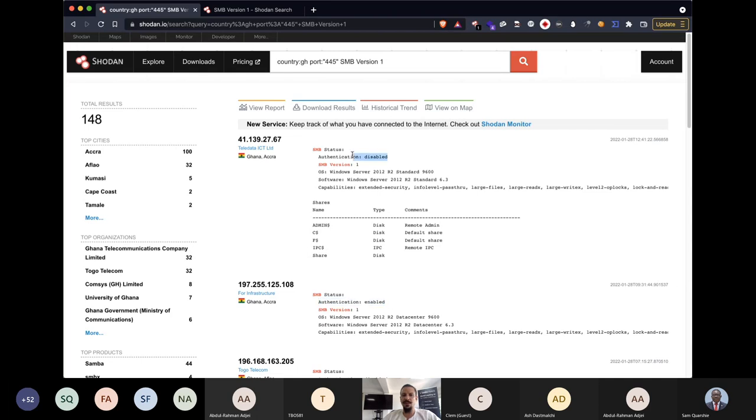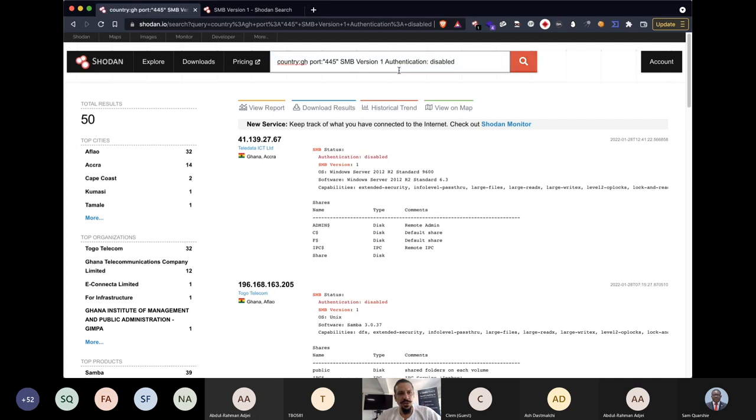Authentication disabled usually means that I'm not going to be challenged with any password whatsoever to be able to view the files. Quite similar to what I showed you early on with the files we managed to access. Again, I drill down further. I change my filter. So I'm telling it: country Ghana, any file sharing service which is exposed to the internet, running on version 1, which I know exactly what it does, and show me the ones which don't have any authentication. Now, it only shows around 50.